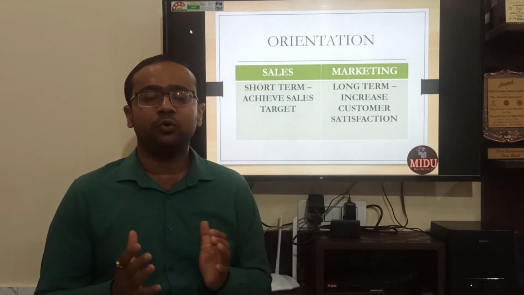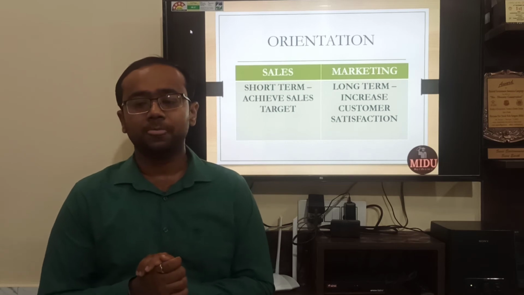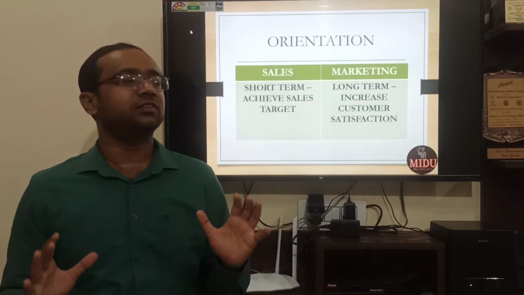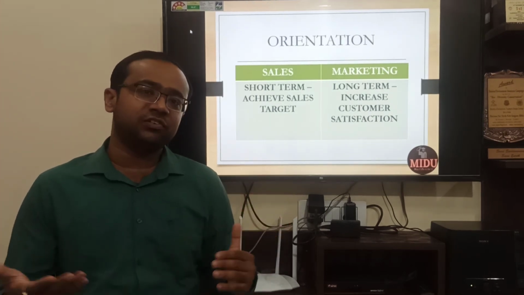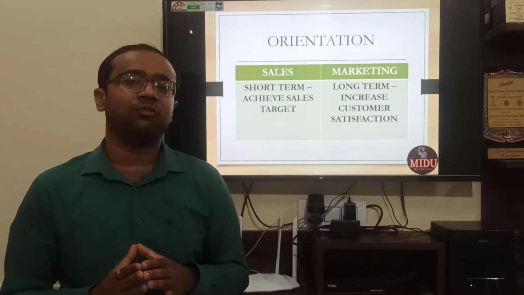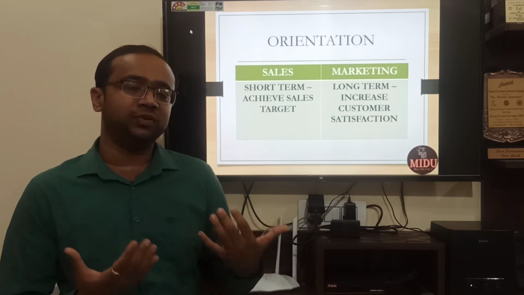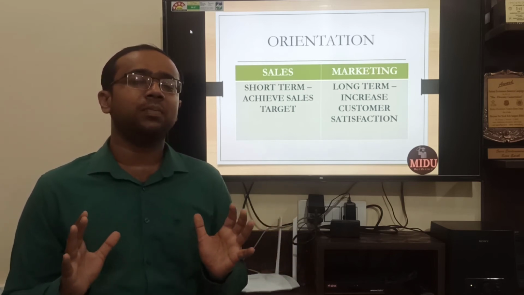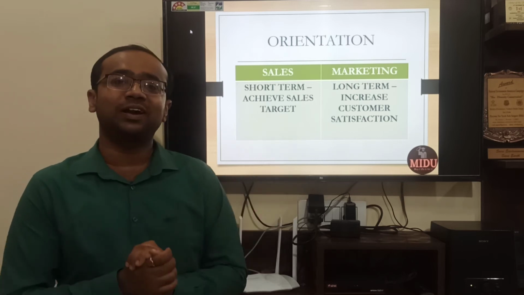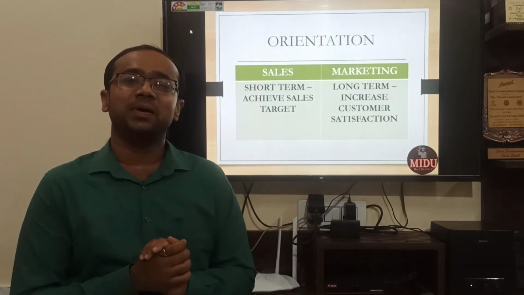Next, we need to discuss the orientation. See, the orientation of sales is short term, and it is to achieve the sales target. Now depending upon industry to industry, product to product, it can be different. There can be daily targets, weekly targets, monthly, quarterly. The norm is normally to have monthly targets. You achieve those targets and you are the kingmaker.